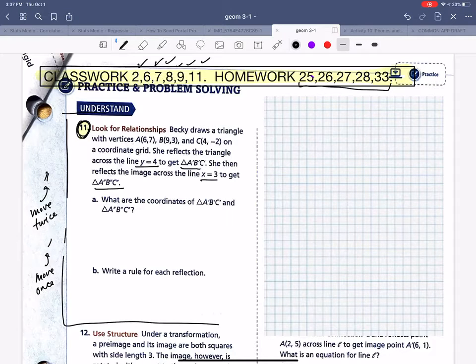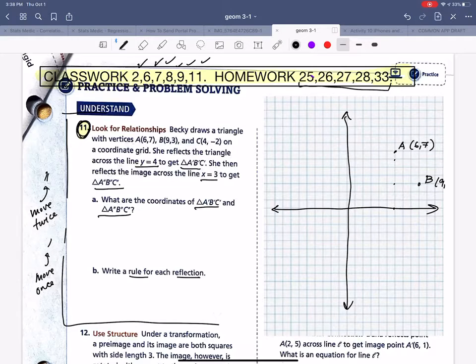All right, what are the coordinates of the first move and the second? And let's write a rule. Okay, so I'm just going to graph this. So that's A, B, and C.